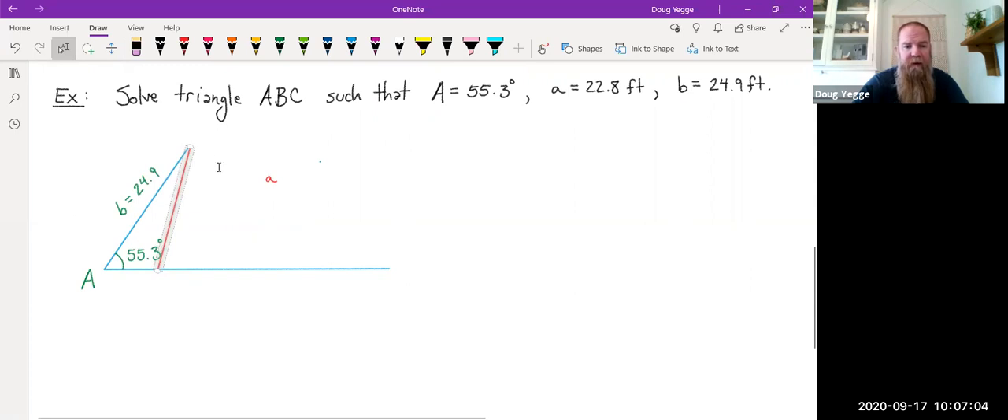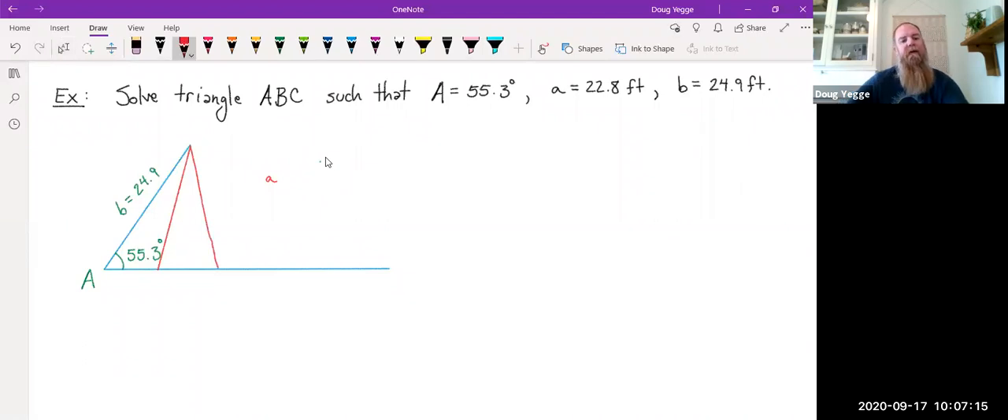or 22.8. But you might also notice that it's possible for that side to come out this way as well, be the exact same length, except now I might have two potential solutions. So we're not real sure whether or not it's going to be side A here or side A here. So this is where we're going to have to actually do the law of sines to figure this out.